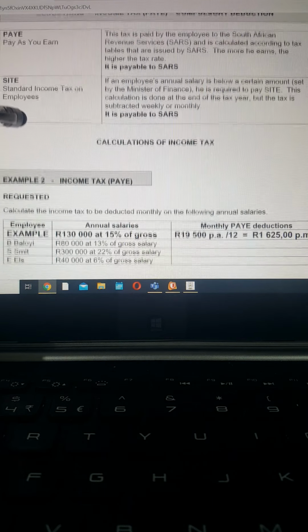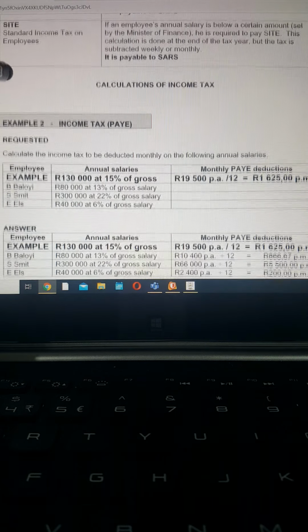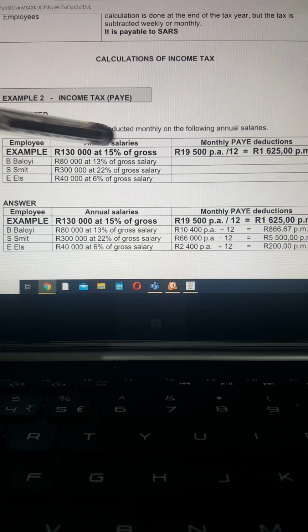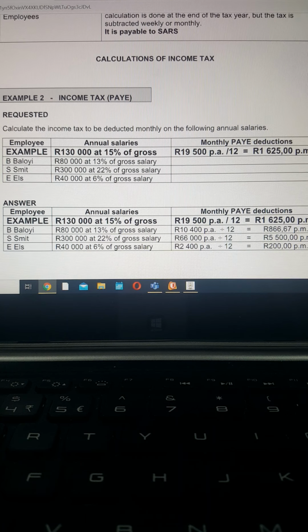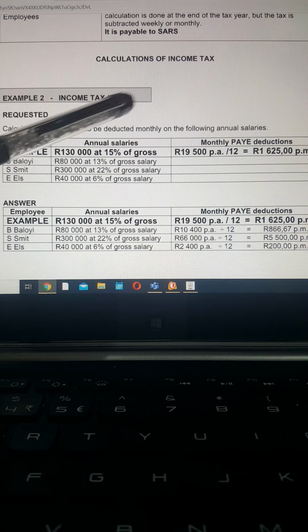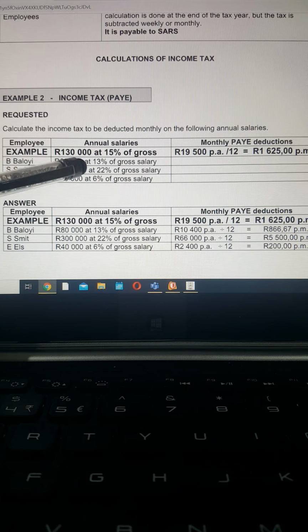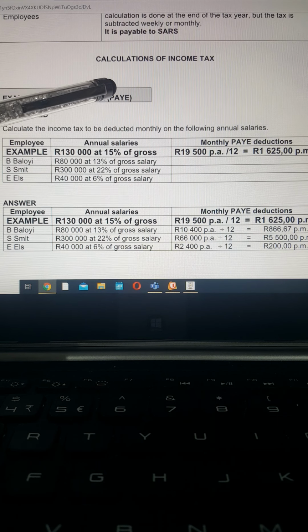So let's look at the calculations. The first one is PAYE, right? So here's the PAYE calculations. The first employee here is this B Belloy, right? And let's do the example first. They've given us an example. Here's your annual salary. 130,000 Rand you're earning for the annum, which means for the whole year you're going to earn 130,000 Rand at 15% of the gross, right? So this is gross salary. The 15% is telling us how much of tax we need to pay. They've got it from the tax table.